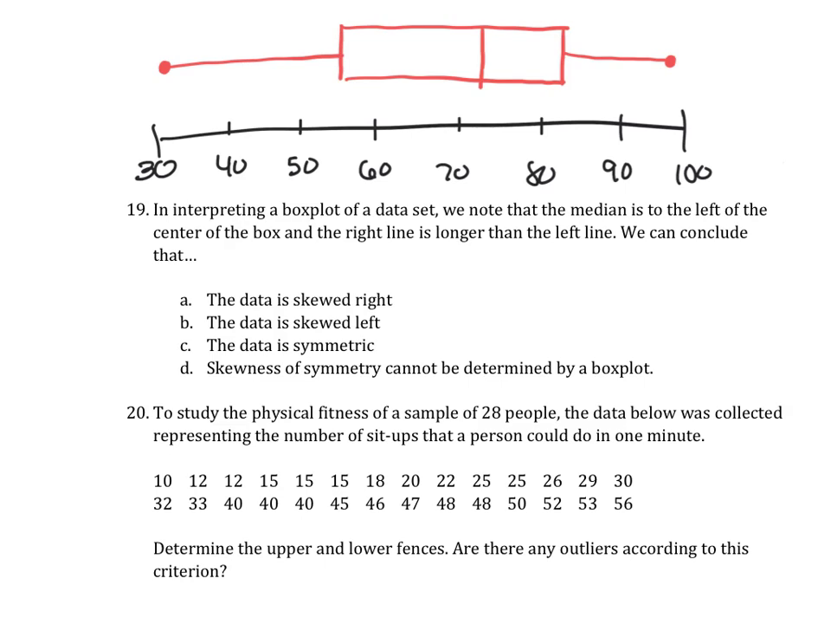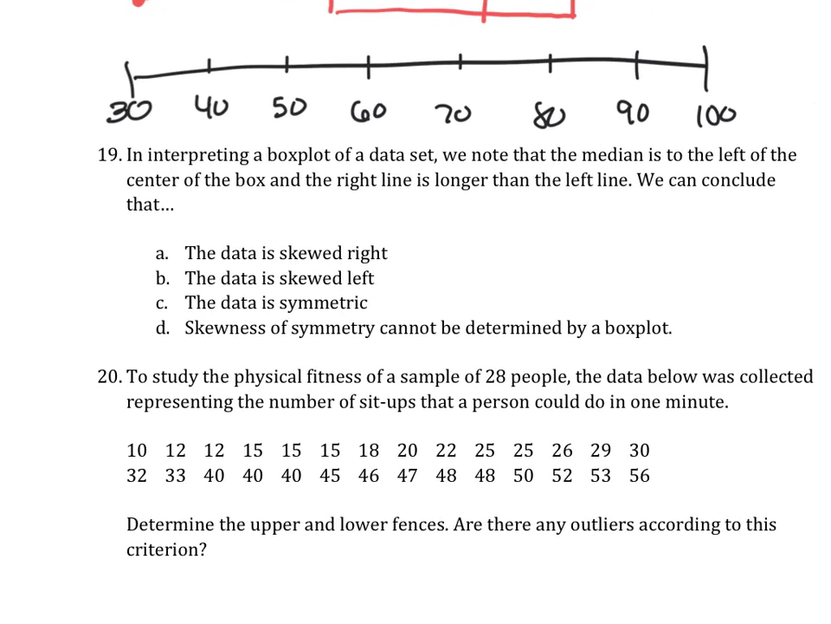Alright, 19. Interpreting a box plot of a set of data, we note that the median is to the left of the center of the box and the right line is longer than the left. So let's go ahead and sketch that out. So median's to the left and right line is longer. So when it's skewed, it's whatever side has the longest whisker. That's the way it's skewed. So since the right is longer, that means it's skewed right. So A would be the correct answer for 19.